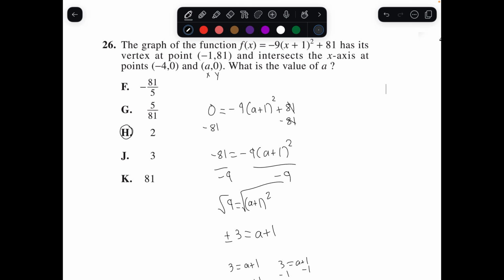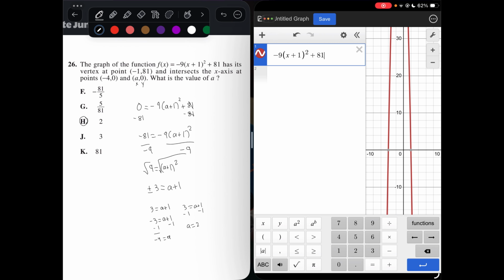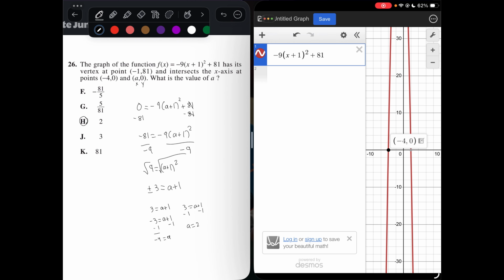Let me show you guys how to do it on a calculator, on Desmos. If you're taking the ACT digitally, then all you do is just graph this. X plus 1 squared plus 81, right? And now just see where it hits the x-axis. Negative 4 comma 0, that's one of them. And then 2 comma 0, that's the other point, which tells you it's a equals 2. And yeah, that's how you do that problem.